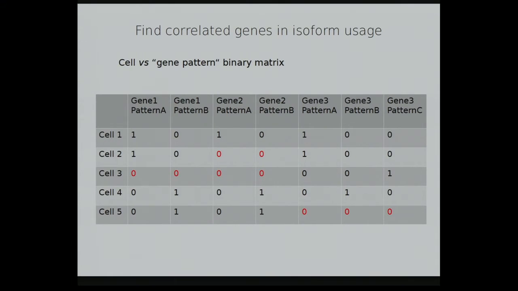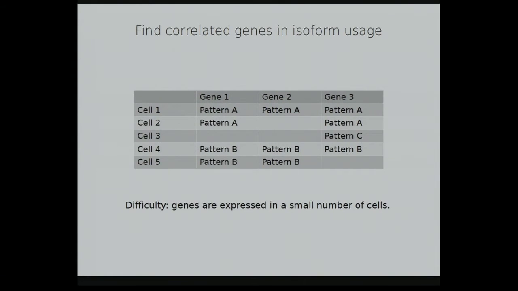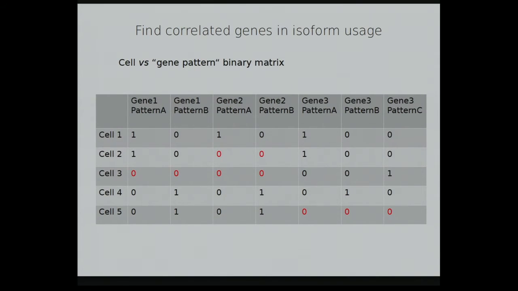What we do then, I basically expand. So for each gene, I expand its columns by the number of patterns it has. So now I have gene 1 pattern A, gene 1 pattern B, and then gene 2 pattern A, and then gene 2 pattern B, etc. So if it uses pattern A in cell 1, I have a 1 here, and otherwise I have 0. And these red zeros correspond to the case that this gene is just not expressed in this cell. And now I have a binary matrix which we can easily work on.